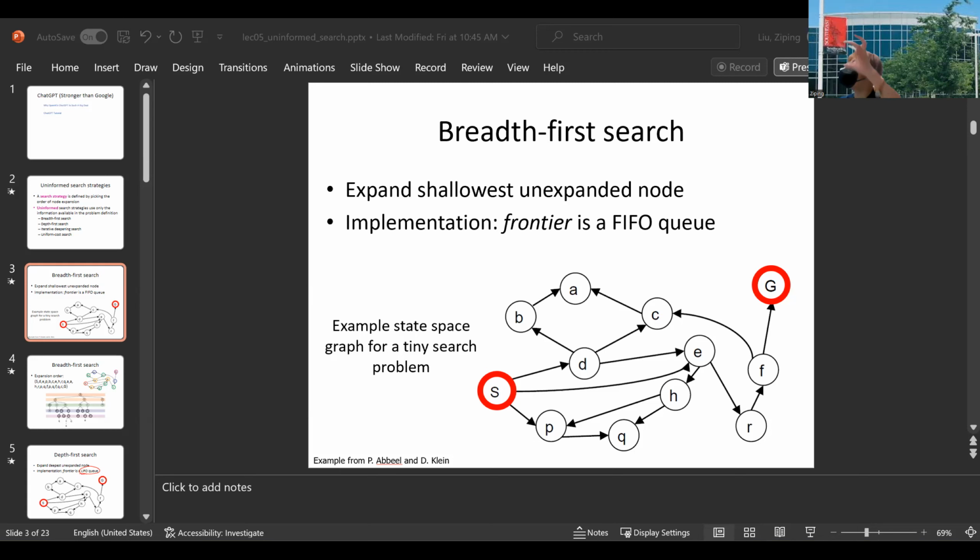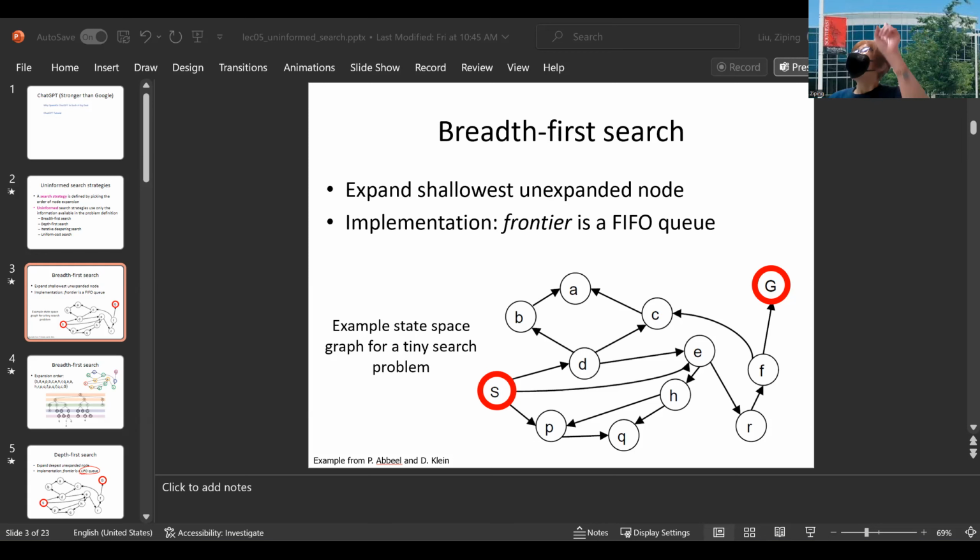That's how you come to the second level. You add D, E, P to the queue. Assuming the order you add is D, E, P, right now the frontier has D, E, P. So the first node you will expand is D. You take D out of the queue. Who is D's neighbor? It's B, C, and E. So you add B, C, E to the queue.